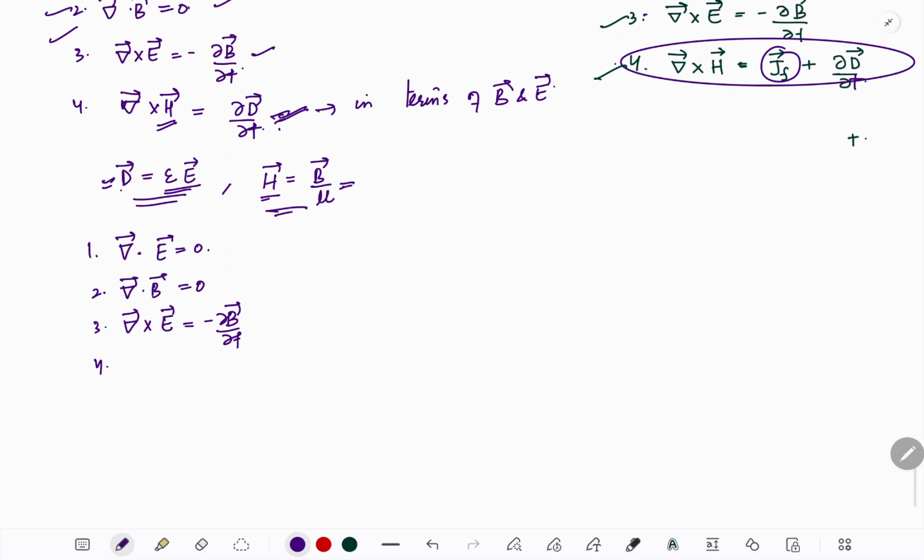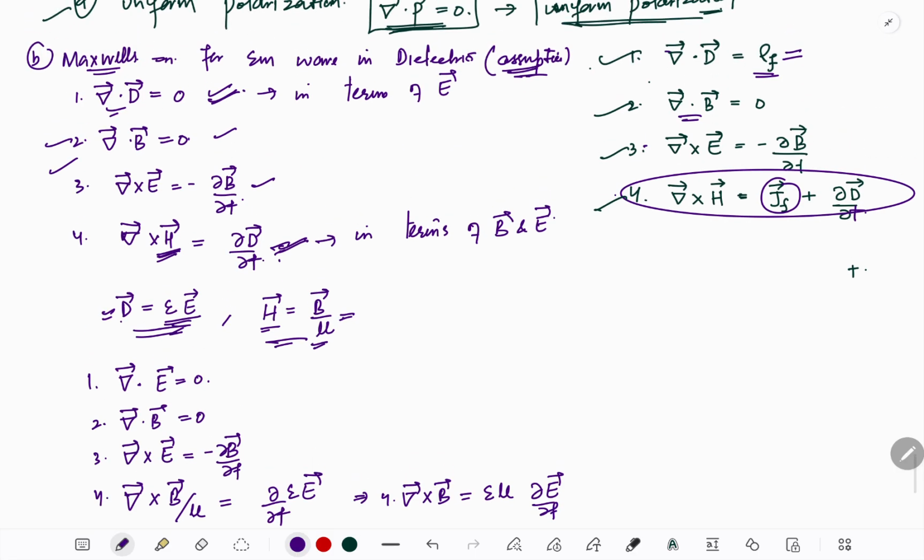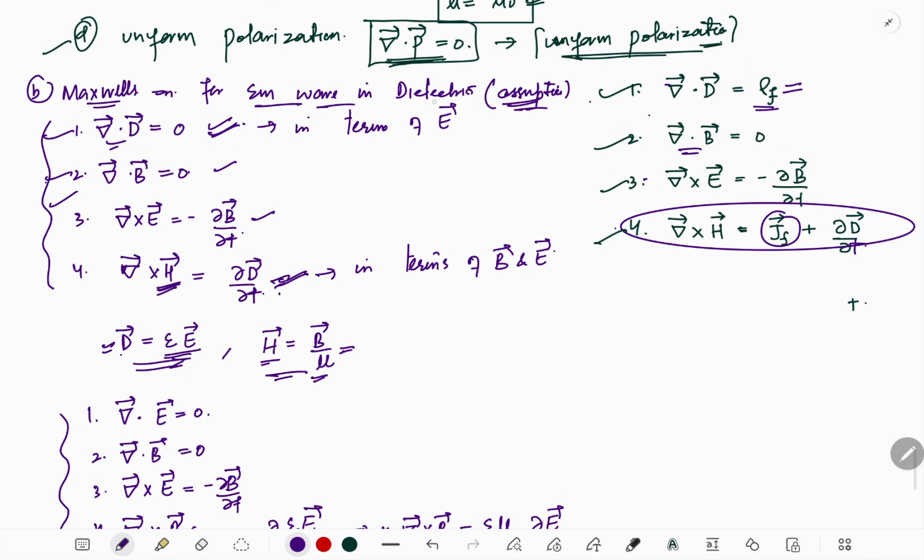And fourth, in place of H, we'll use B by mu. B by mu equals dou by dou T of, in place of D, we'll use epsilon E. So this mu and epsilon combine, which implies del cross of B equals epsilon mu dou E by dou T. So this one is the fourth. So now these are the Maxwell's equations. This part, this part, and this part are the Maxwell's equations for electromagnetic waves in the dielectric.